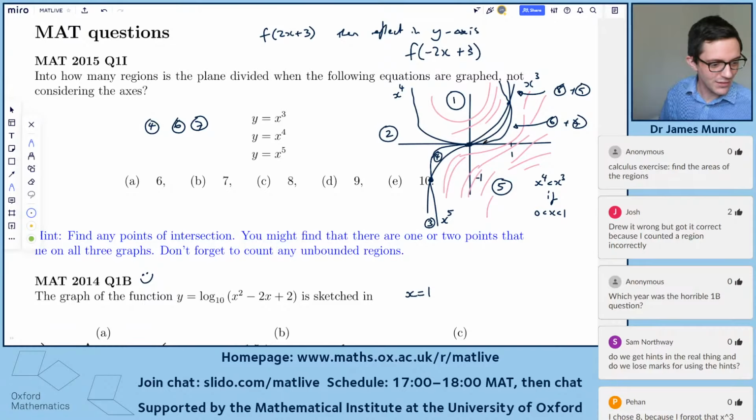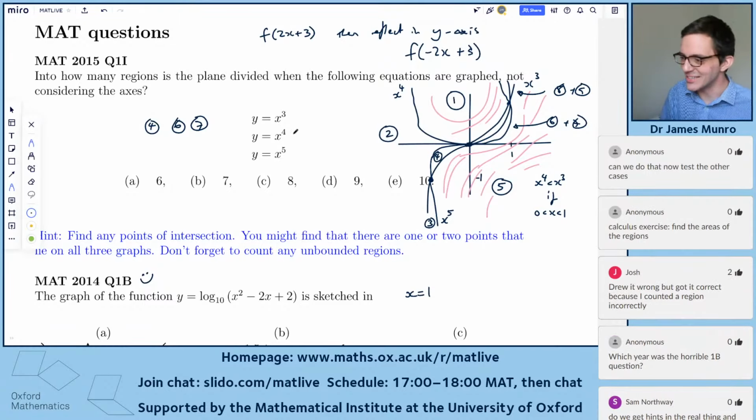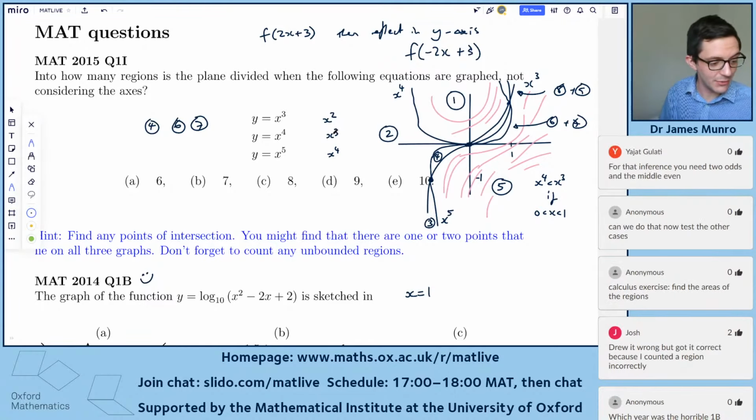Off you go. Should we test the other cases? I don't really want to test the other cases. I've convinced myself that if you want another one to try, I'd try x squared, x cubed, x to the 4 next. Because that one might be different. Might be. Not really sure. Cool. Right, okay, so do you need the middle and odd ones?